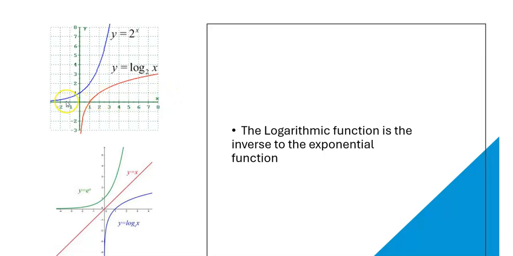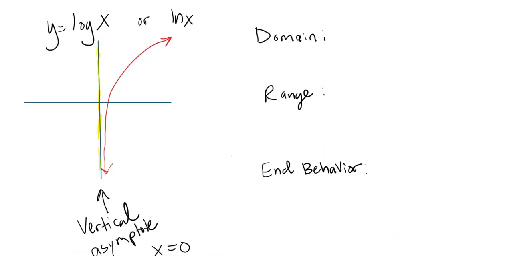You'll also notice that the exponential function, remember we had talked about it having a horizontal asymptote, but logarithmics have a vertical asymptote. We had talked about how the domain of an exponential function is all real numbers. That's not true for the logarithmic because of this asymptote. However, the range is all real numbers. So we're going to talk a little bit more about that.